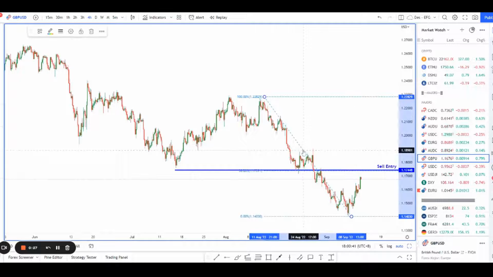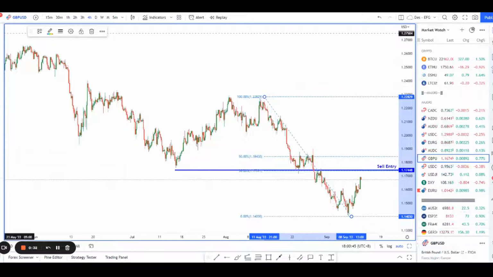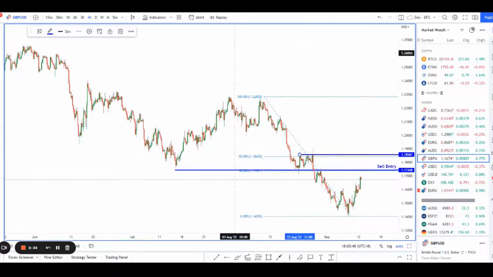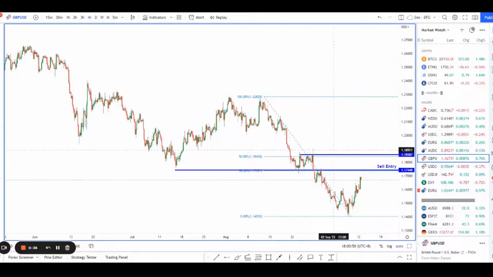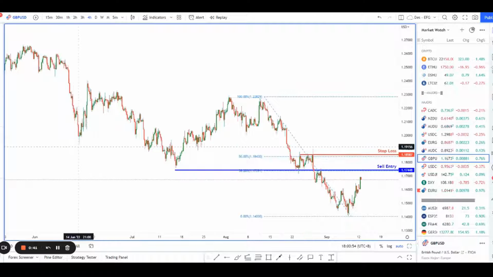In terms of the stop loss, what we like to do is to put it at the next Fibonacci, so slightly higher than the next Fibonacci. I'll probably put it slightly above this 50%. So this would be my stop loss. Really riding the momentum down.